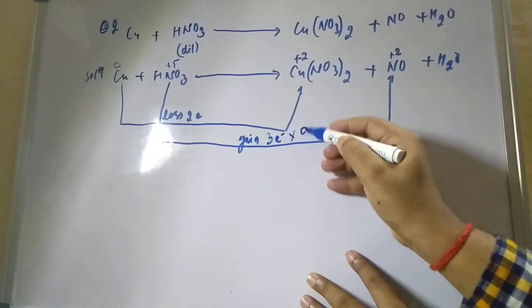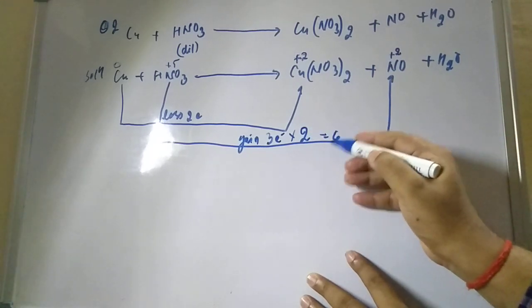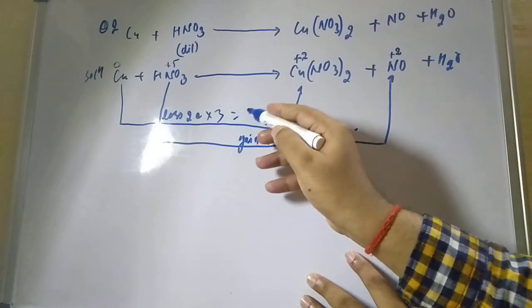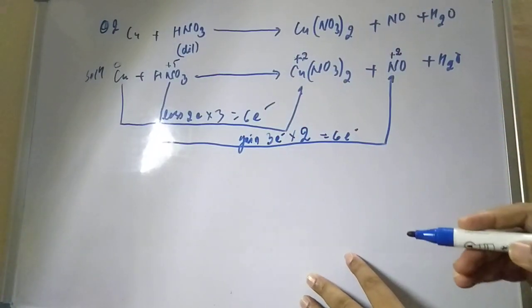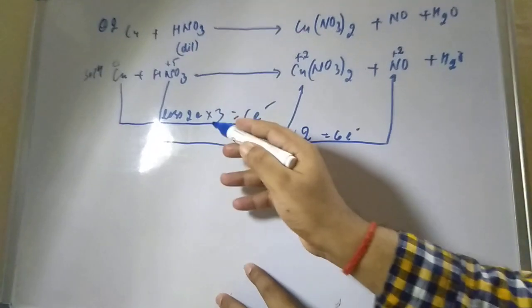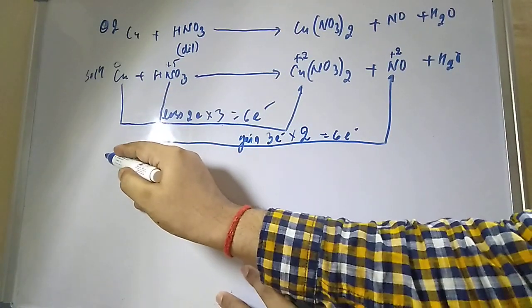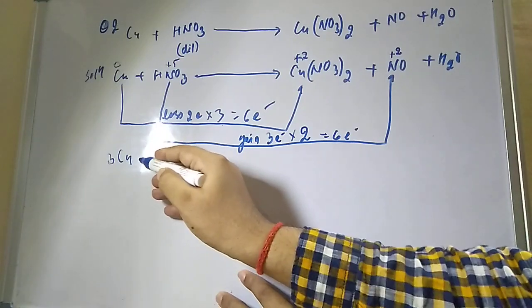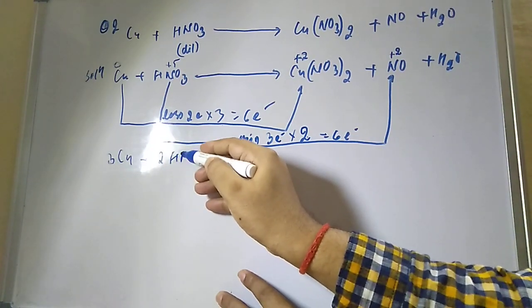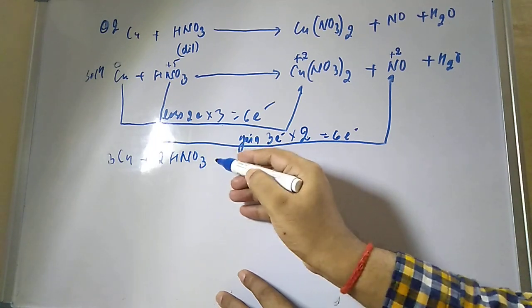So here we will multiply by 2, so it will come 6 electrons. And here if you multiply by 3, it will also come 6 electrons. Now student, you multiply with these coefficients. So how many copper will be there? Copper to copper, you see the line. So how much will come? 3 copper plus how many nitric acid? 2, so 2HNO3.